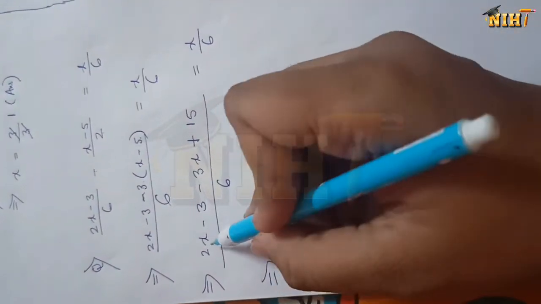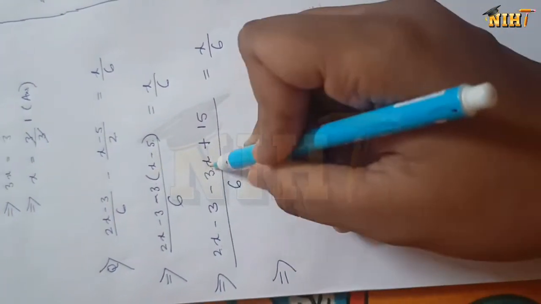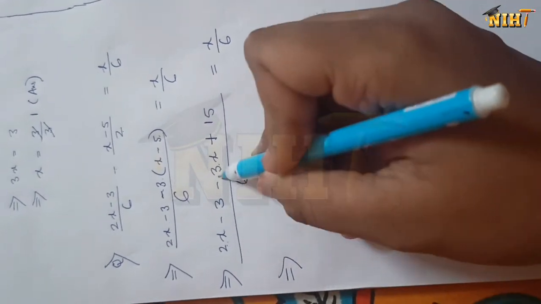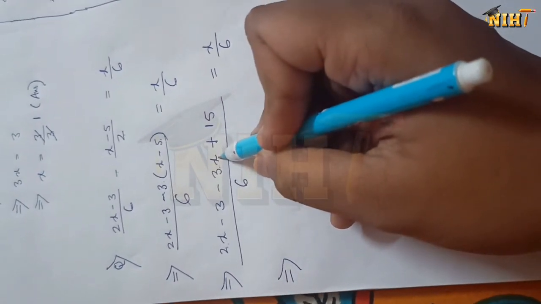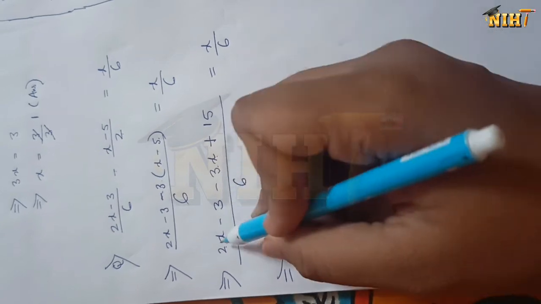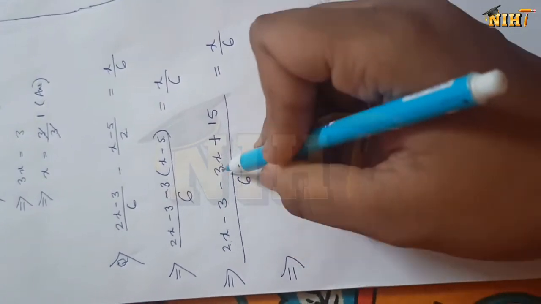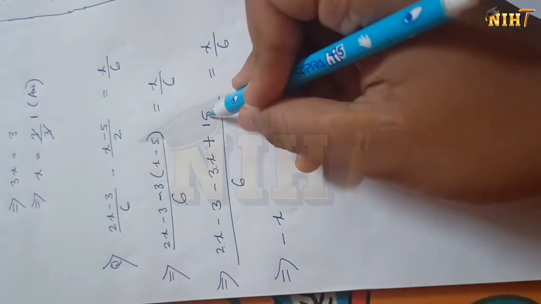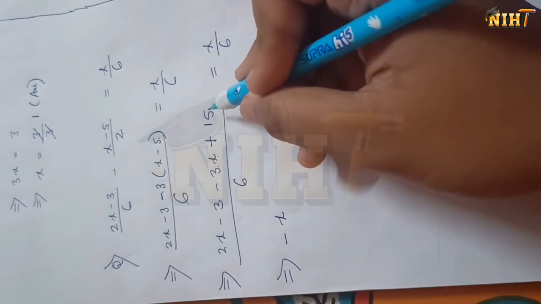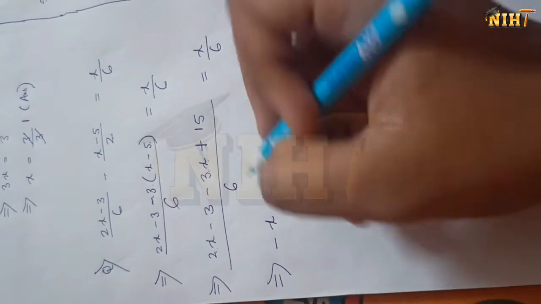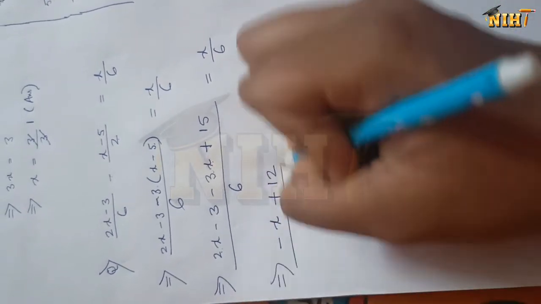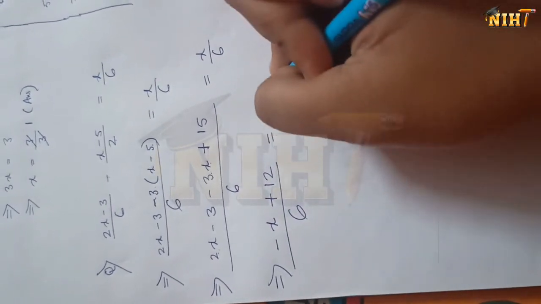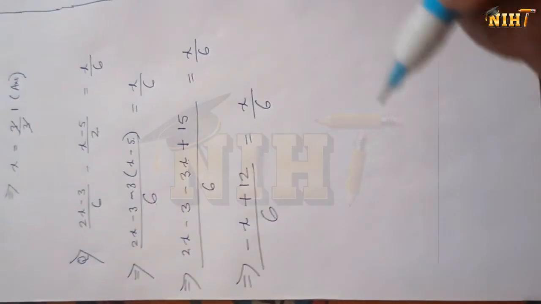Now as I said, we will combine the same variable parts. 2x minus 3x is how much? I hope you know how to calculate this. 2x minus 3x is minus x. Minus 3 plus 15 is how much? Plus 12, over 6, is equal to x by 6.